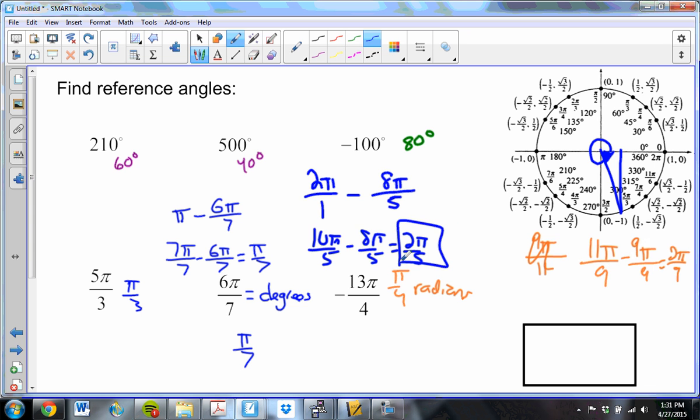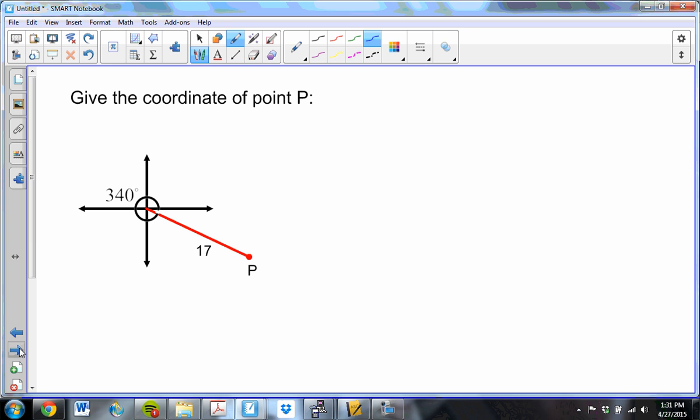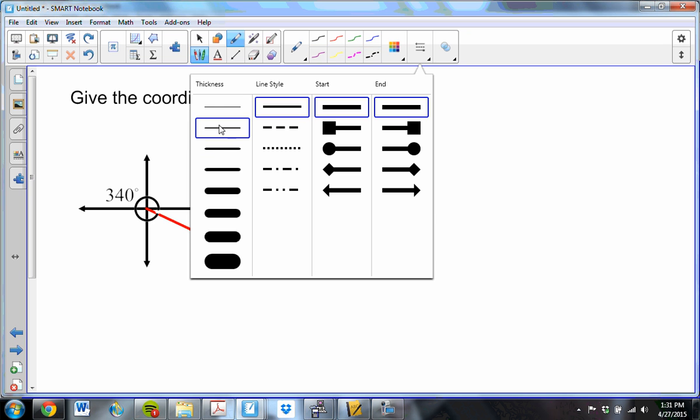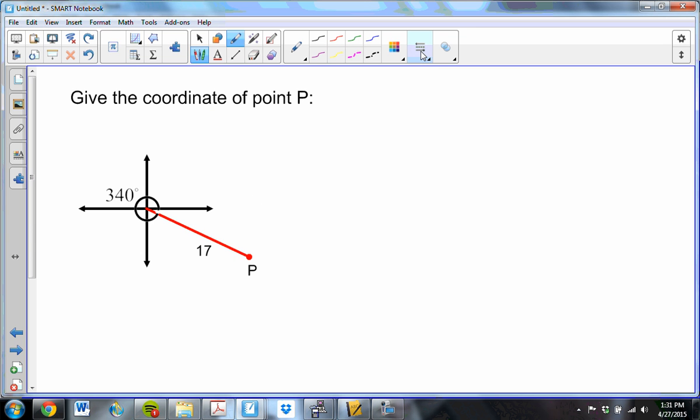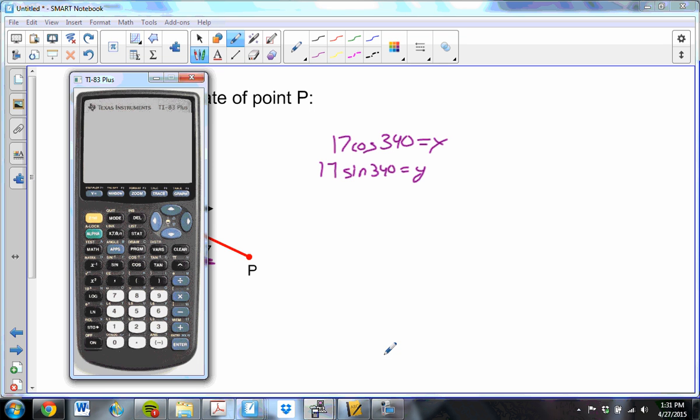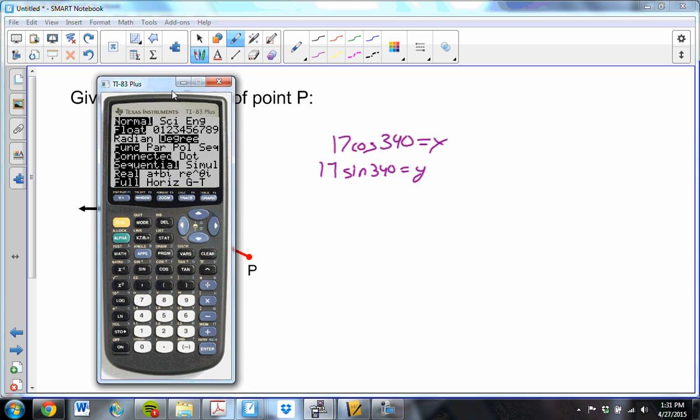Okay, moving on. The coordinate of this point P, we've learned a lot of ways to do this, but the simplest way, really, is I just know that cosine is x and sine is y. So if I take the radius of 17, and I do 17 times the cosine of 340, that'll give me the x-coordinate, and 17 times the sine of 340, that'll give me the y-coordinate. I need to make sure they have the right sign, positive or negative. I'm going to make sure I'm in degrees also.